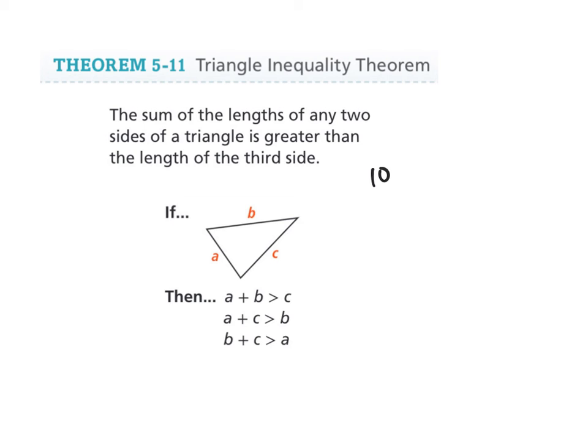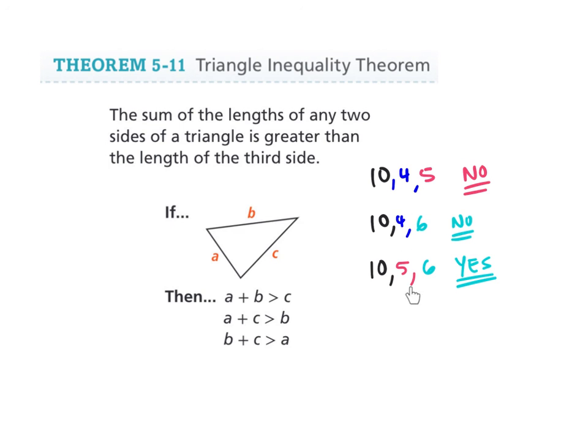And what should eventually dawn on you is that the reason why, for instance, if I had the 10 unit long segment, the 4 unit long segment, and the 5 unit long segment, that was a no, right? That didn't work. And if I had the 10 unit long segment, the 4 unit long segment, and the 6 unit long segment, that was also a no. But if I had 10 and 5 and 6, this one worked. Here we go. That one worked. Right? So what's the difference here? What is it that these two aren't doing that this one is doing?